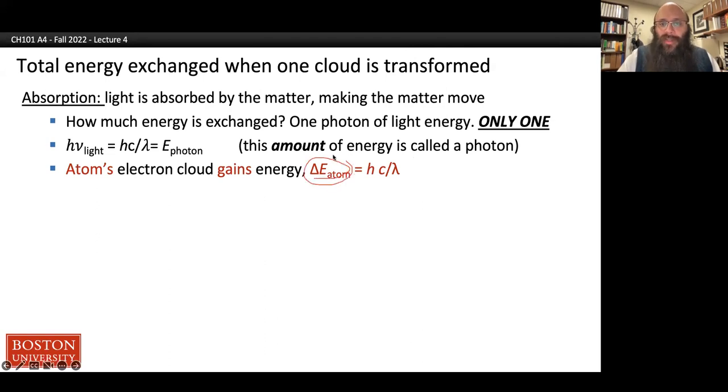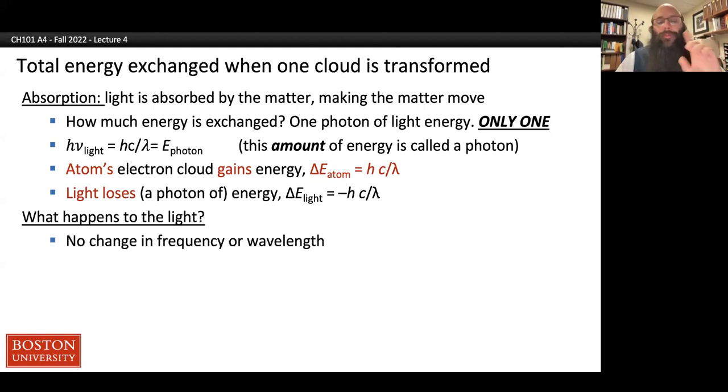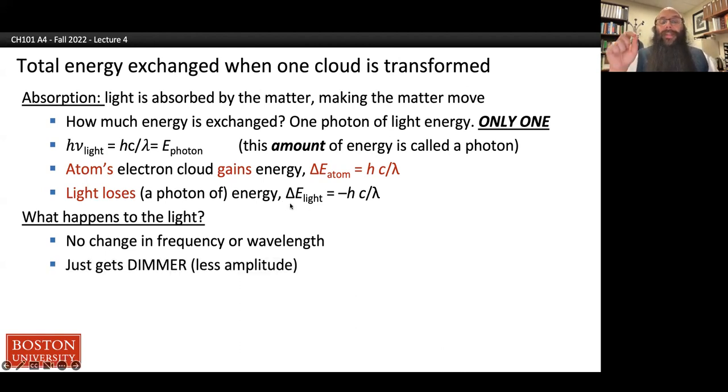It's a change in the energy of the atom. It's gaining one photon's worth of light energy. The light loses a photon of light energy. It decreases in energy. What does that mean, though? What happens to the light in this process? Well, the frequency and wavelength don't change, right? It doesn't go from being a blue laser to being a yellow laser when some light is absorbed. What happens is it gets dimmer, its amplitude goes down.